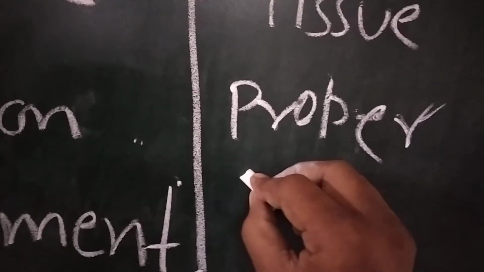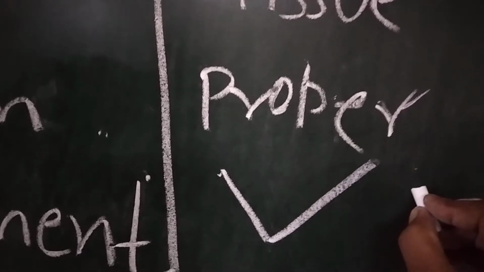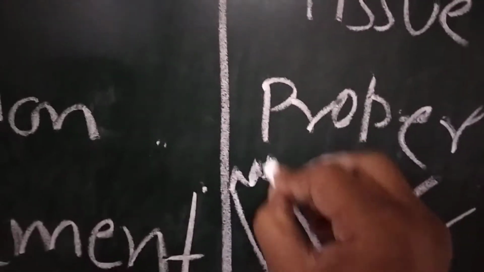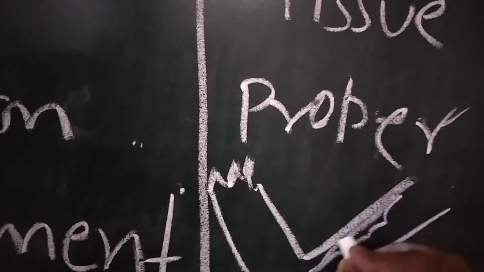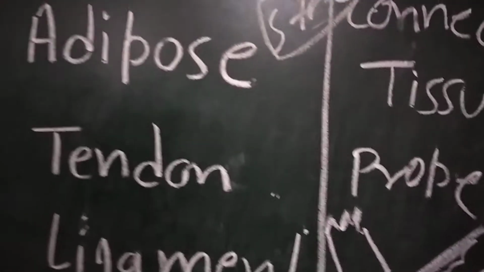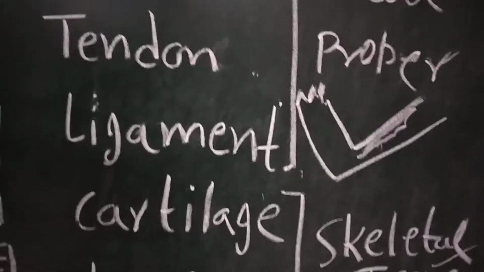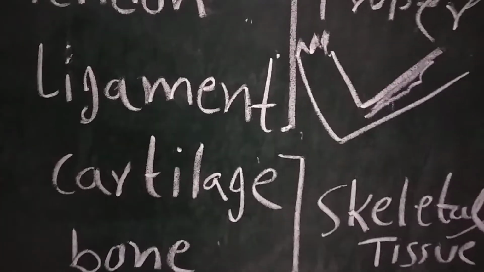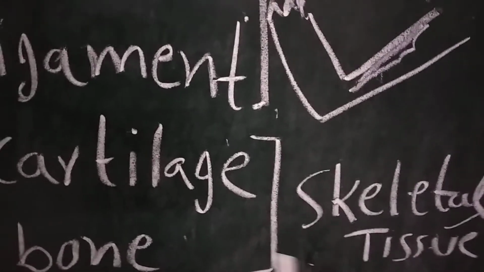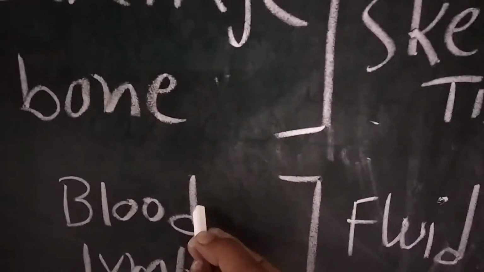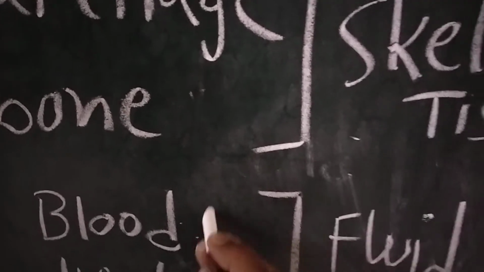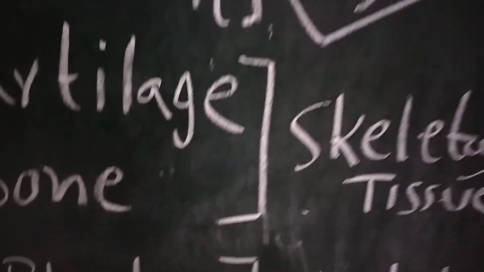Suppose it is your hand, and here it is part of your hand, so here you can get ligaments, thin ligaments you can get. So this is the tendon and ligament, which is a type of connective tissue. Then cartilage and bone, these are skeletal types of tissue. And one more, fluid tissue. So fluid tissue is the blood and lymph. What is blood and lymph, student? We will discuss in my next video.